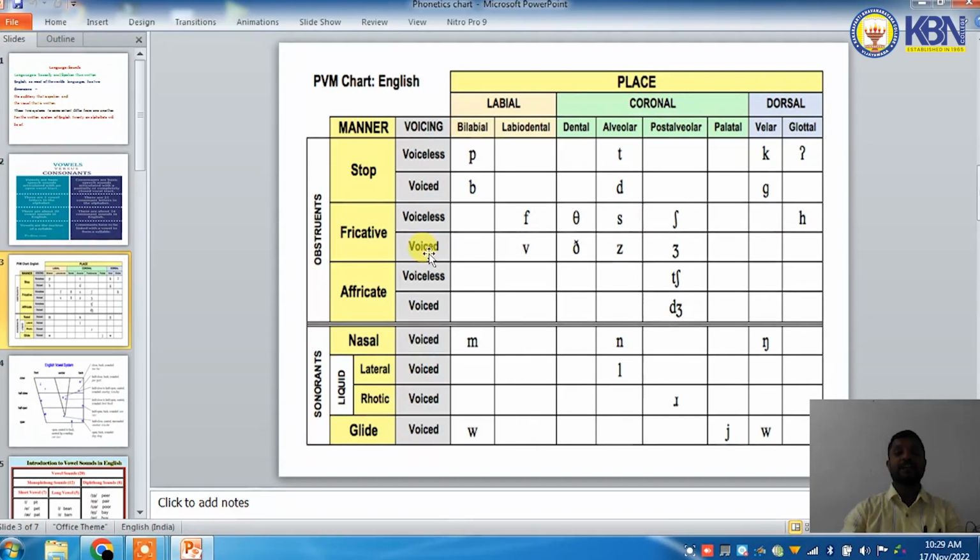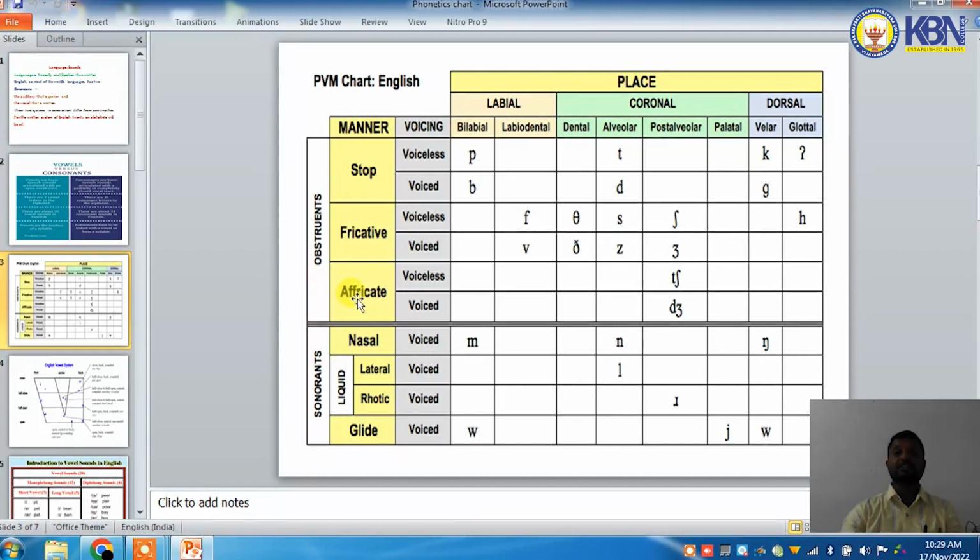Then we have another category, voiced: v, z, and zh. Alright, these are fricatives. Coming to the third category of production of consonants, we call them affricates.